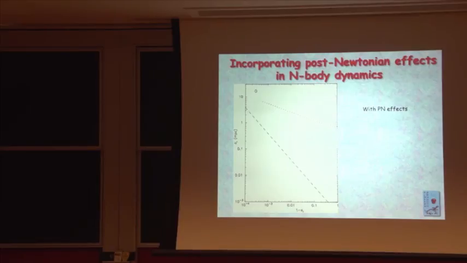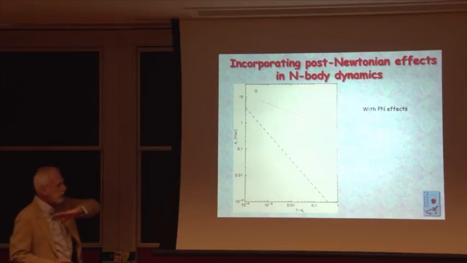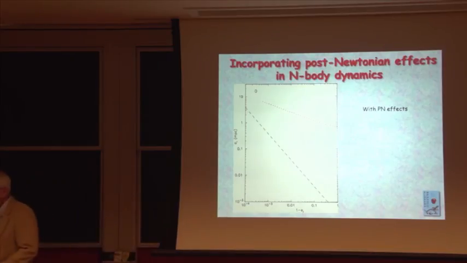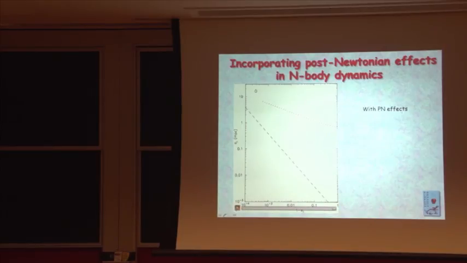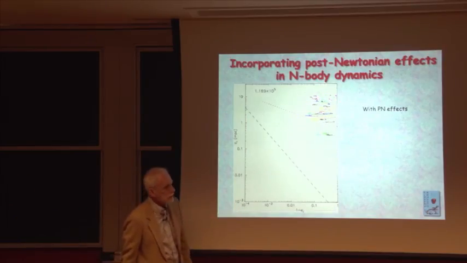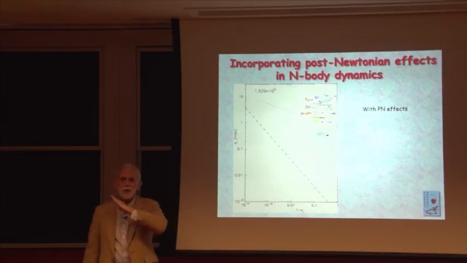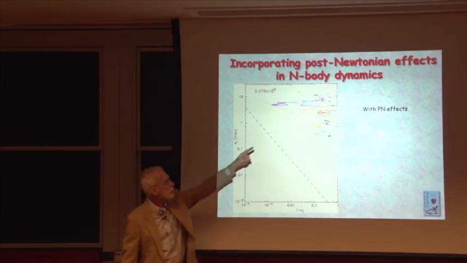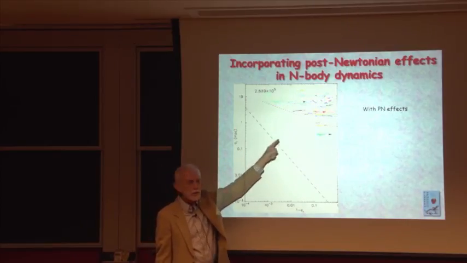However, if you include general relativity, and mainly the pericenter precession of each orbit induced by general relativity, you find that there's a barrier to capture by the black hole. The barrier is defined by this line, and you'll see, I stopped it accidentally. You'll see stars come up to this barrier and be reflected. This is the barrier whereby the time scale for pericenter precession is comparable to the time scale for this resonant relaxation effect, the torquing due to other stars.